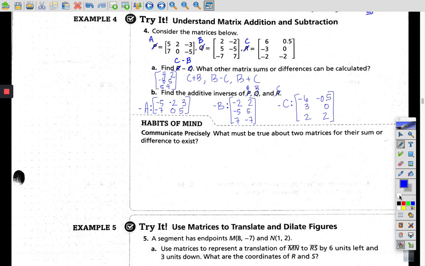And then this is a good, I know we don't usually fill this out, but this is a good thing for you to fill out here. What must be true about two matrices for their sum and difference to exist? Their dimensions must be the same.